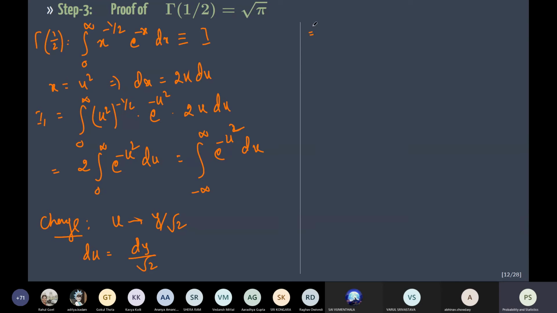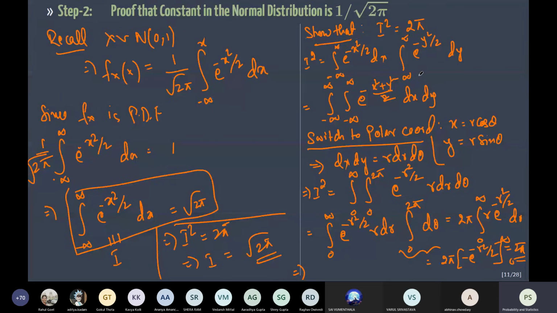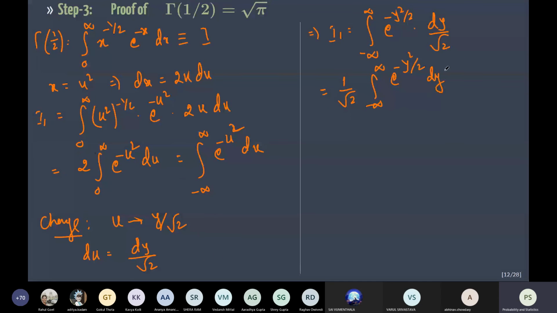So this implies I1 is minus infinity to infinity still, and e to the minus u square, so minus u square will be minus y square by 2. And du will be dy by square root of 2. So this is 1 by square root of 2 times the integral from minus infinity to infinity of e to the minus y square by 2 dy. There is always a dy here.